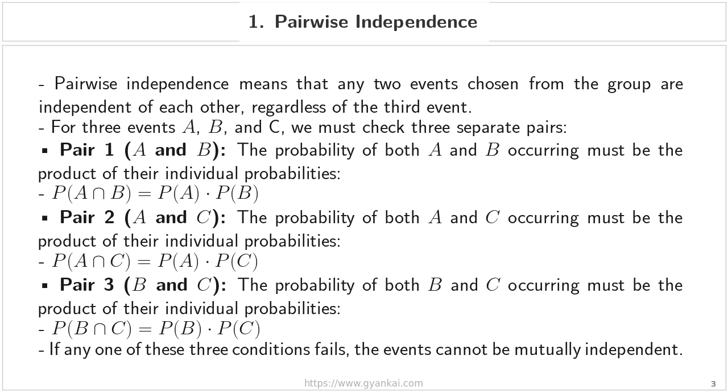Now, a very important note. If even just one of these three conditions fails to hold, then we can immediately stop right there. The events cannot be considered mutually independent. However, keep in mind that even if all three of these pairs pass the test, we aren't finished yet. As we will see in the next slide, there is one more crucial condition we must verify to achieve true joint independence.